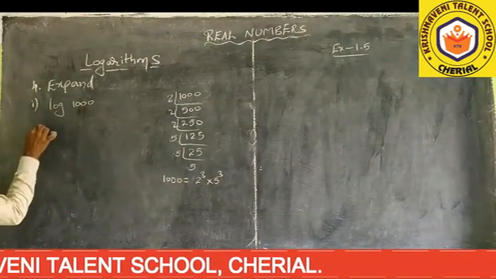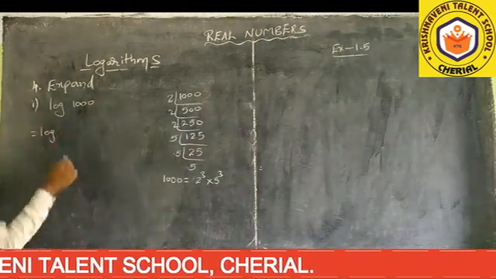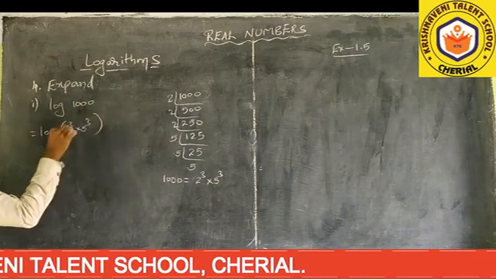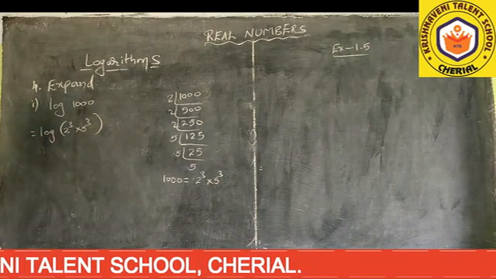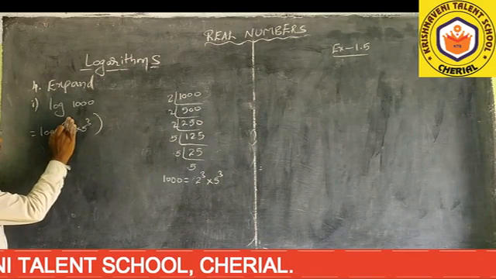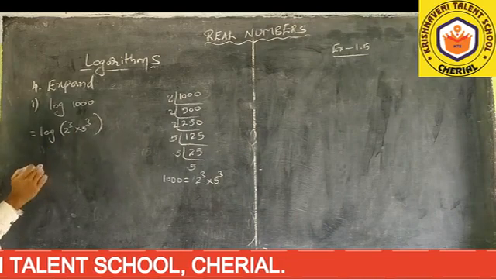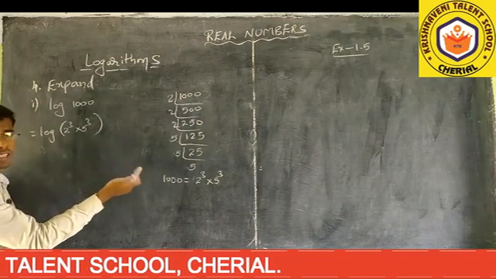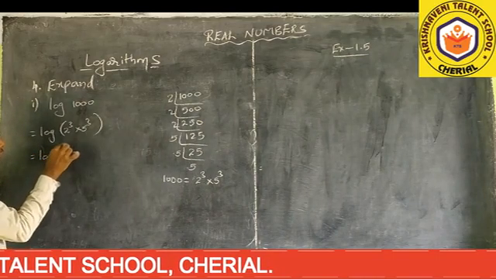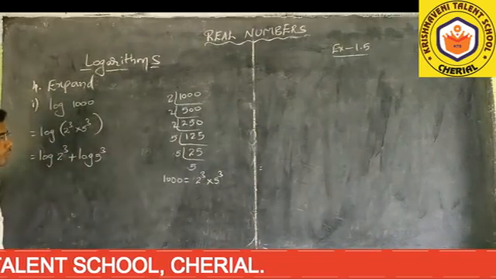Now, log 1000, how can you write it? You can write it as log of 2 cube into 5 cube. Now, if you observe properly, assume that 2 cube is x and 5 cube is y. Now, log x into y, how will you write it? You will write it as log x plus log y. In the same way, it equals log 2 cube plus log 5 cube.